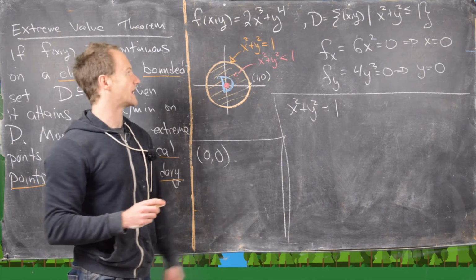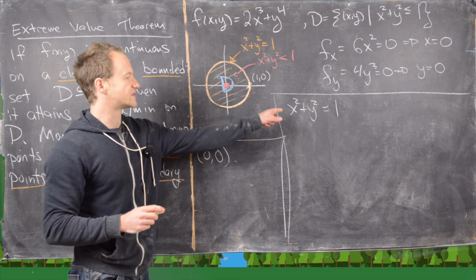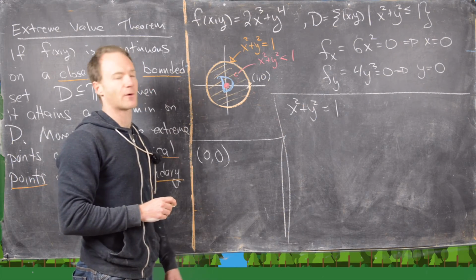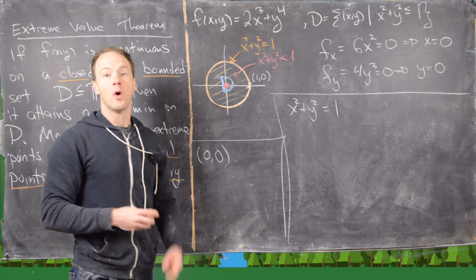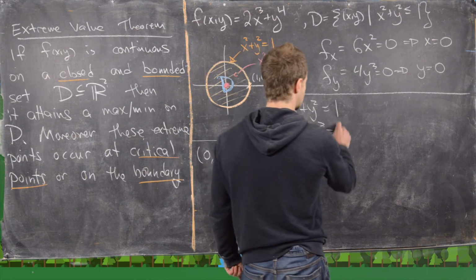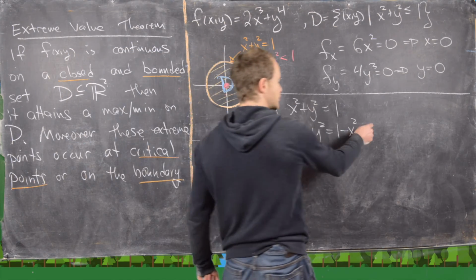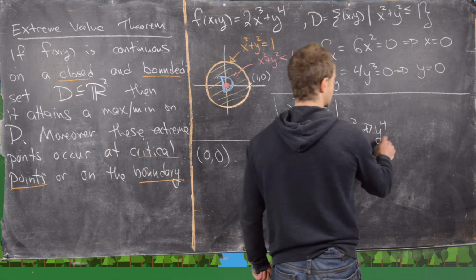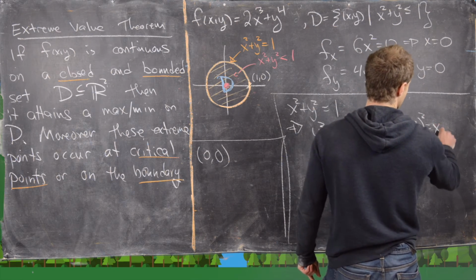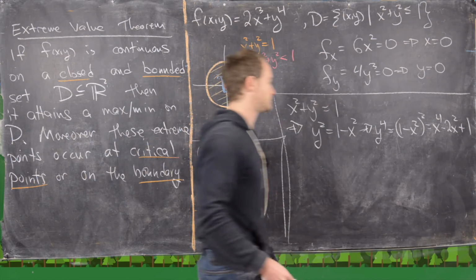So in order to calculate what's happening on the boundary, notice we have two choices here. We could solve this for x and plug it into the function, or we could solve this for y and plug it into the function. Or we could do something a little bit more clever and solve this for y squared, get that that is 1 minus x squared, and then square that to give us y to the fourth equals (1 minus x squared) squared, which is going to be x to the fourth minus 2x squared plus 1.